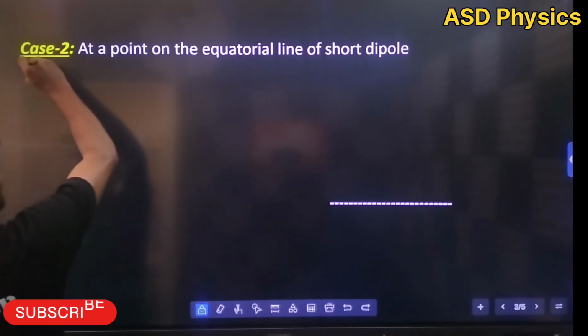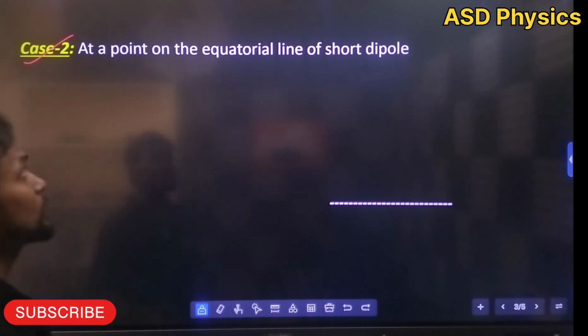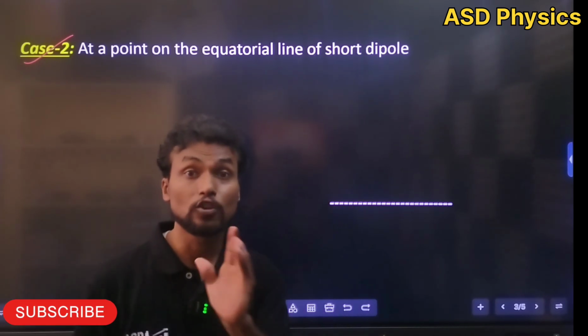In case 2, we are going to see the electric potential at a point on the equatorial line of a short dipole.